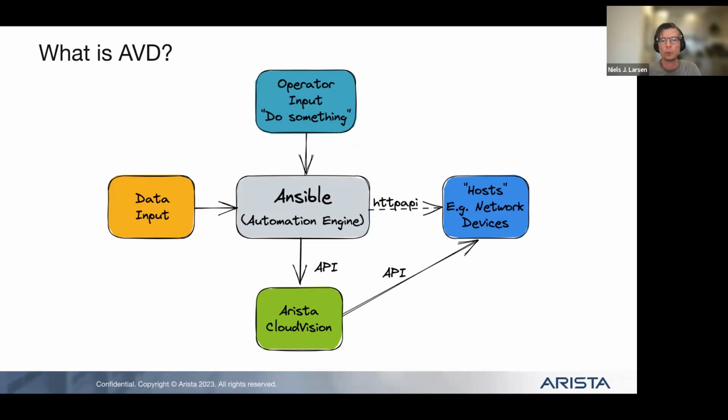And then the operator input on top, in this case, it will be me, but it could be your networking team, a NOC, or an outsourcing partner. They will instruct Ansible to do something based on the data input and whatever you ask Ansible to do. Based on that, Ansible will push configuration using API calls either via CloudVision, as you saw in the previous demo, or directly to the Arista switches using direct connectivity. So we bypass CloudVision, for example. So you have that choice.